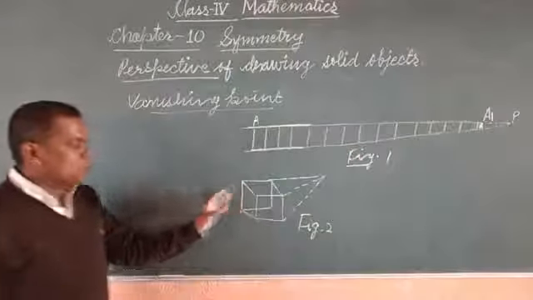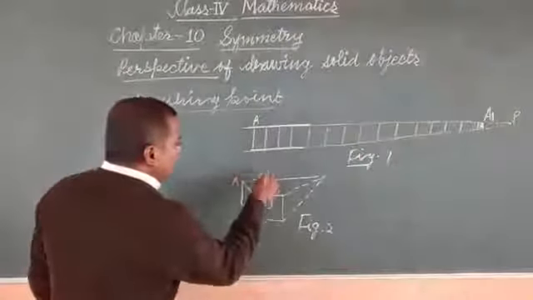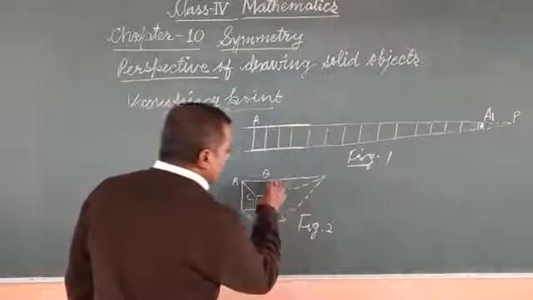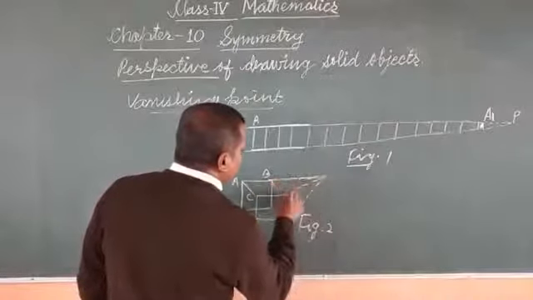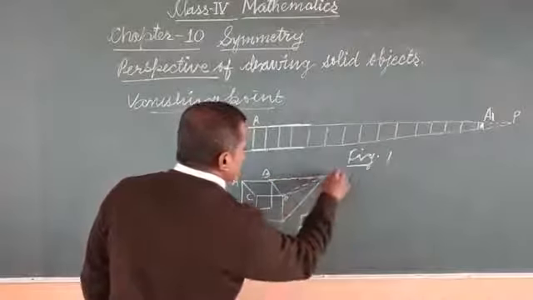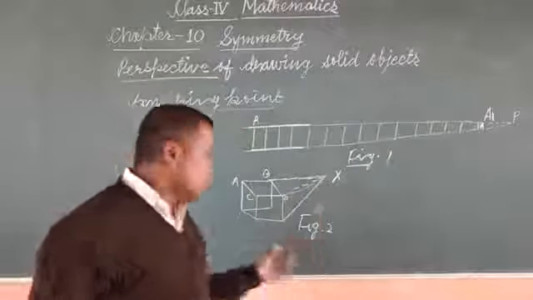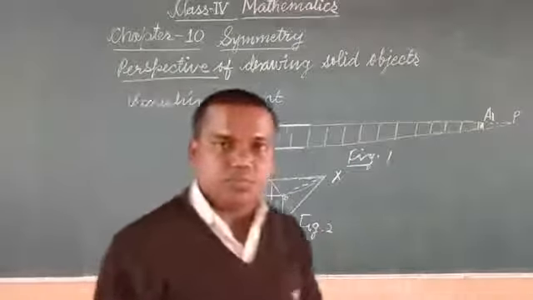In this case also, you see A, B, C and D. But here it seems that it is going to vanish at a point. Suppose the point is X. So X is the vanishing point for this cube.